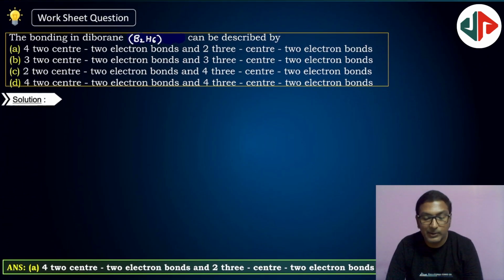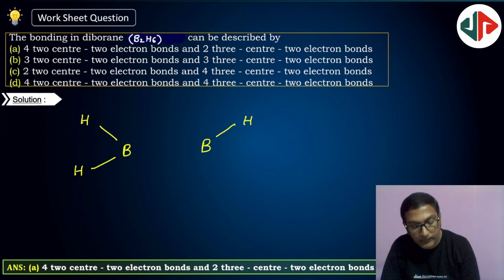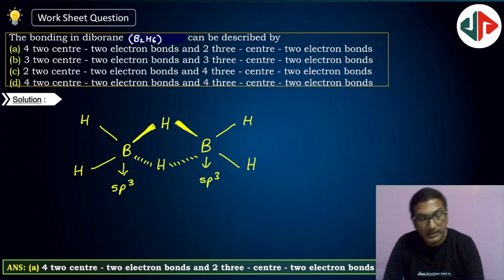So bonding in diborane can be described by. So diborane structure will be like this. So very important. One hydrogen above the plane and one hydrogen below the plane. So each boron undergoes sp3 hybridization. So two types of bonds present.